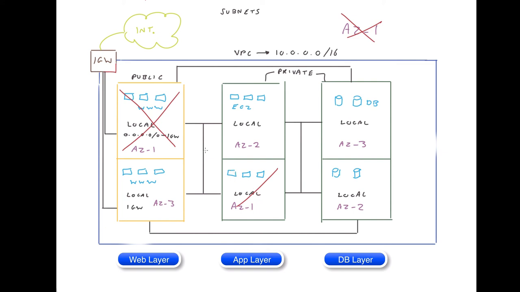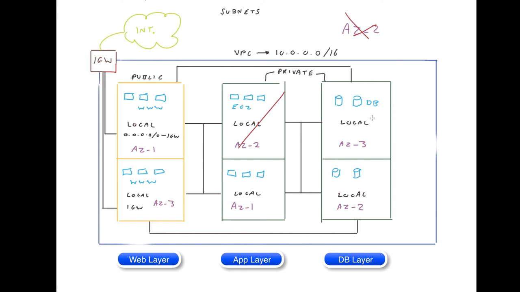So let's do the same with availability zone 2. What would happen in this situation? Well, both of our public subnets will be okay because they're running in AZ 1 and 3. This application subnet will be down and this database subnet would also be down. So again, at least one subnet in each of our layers is operational and available. So again, our services will still be up and running.